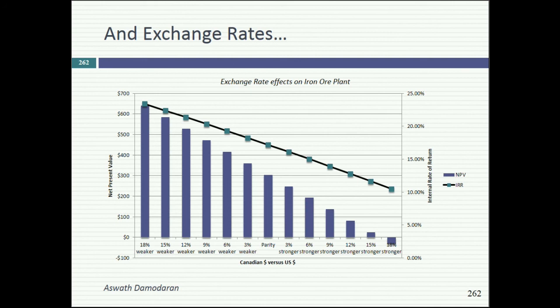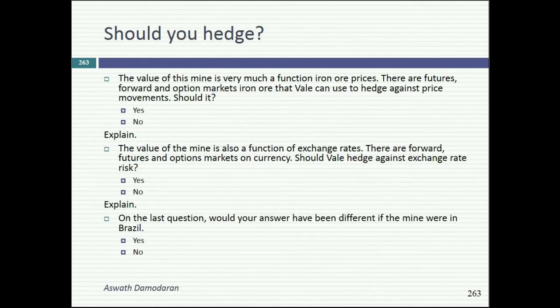So here's my question to you as a manager at Vale. The value of the mine is very much a function of iron ore prices. Would you hedge against iron ore prices? Okay? Make the choice, because I'm going to ask you the same question about exchange rates. Would you hedge? I'm going to argue that the two are very different risks, that you should be hedging one and not hedging the other. And I'll give you my rationale. But you're exposed to both risks.